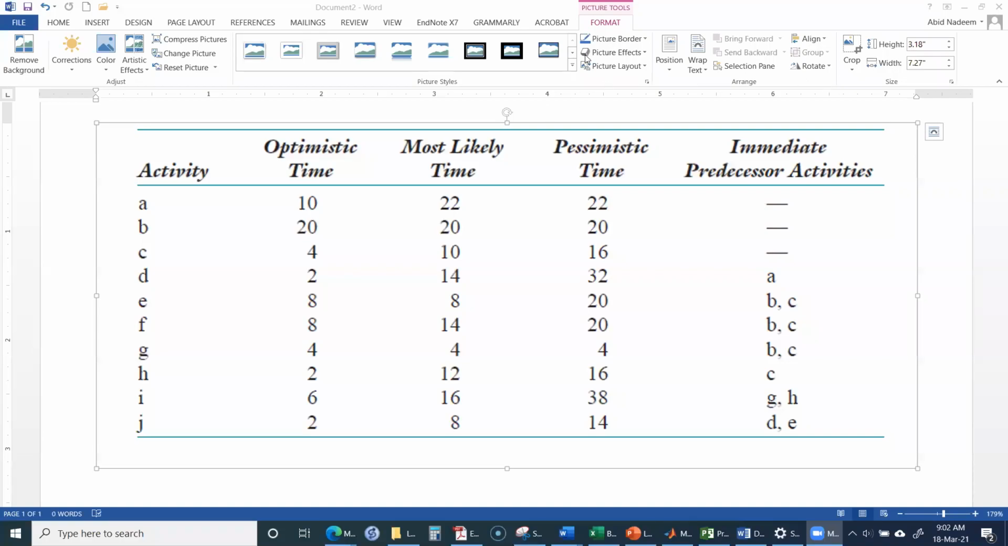Card on this computer. Okay, so you can see a table in which some activities are listed, and for each activity, three activity times have been given, and their immediate predecessor activities have been given. Now the topic today is, I want to just continue on that topic, the risk.